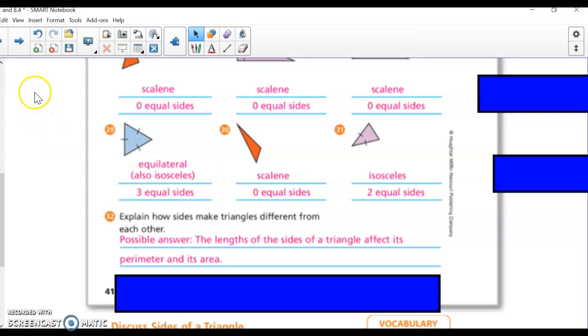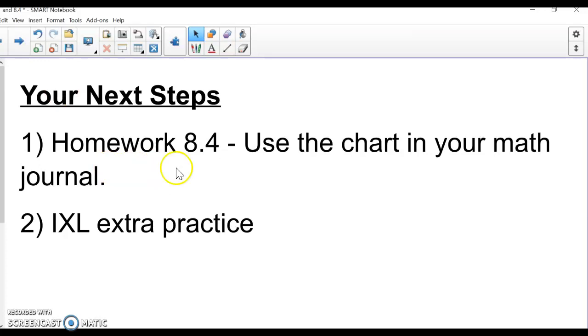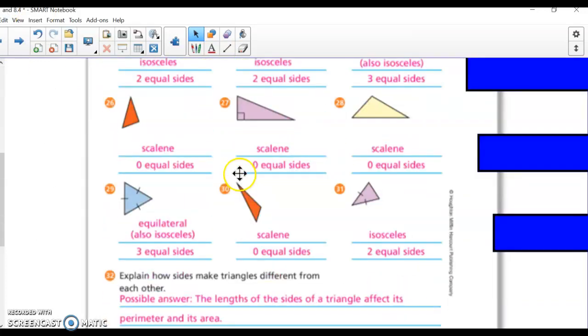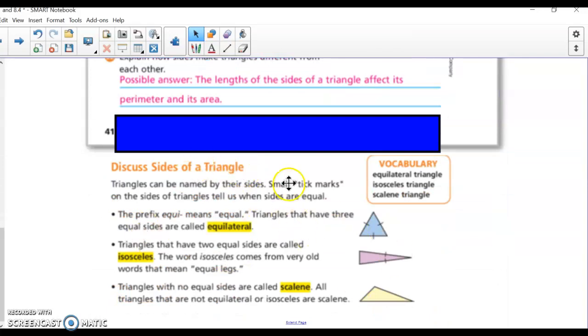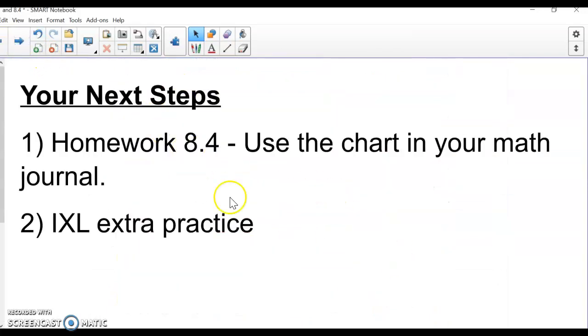Okay? Now, your job is going to be doing 8.4. Use that chart from your math journal, this one down here. Use this chart to help you with the problems in Think Central, and then go on and do that extra Excel practice.